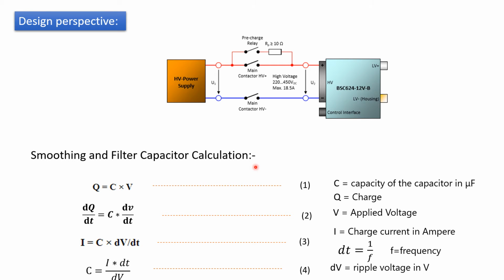So I would like to first give the design perspective. One example I am taking here is smoothing and filter capacitor calculation. Basically you want your DC output to be very smooth with no ripple. So let's consider you have an HV power supply, nothing but your 230 volt single phase or three phase supply, and on this side you have heavy duty capacitors.